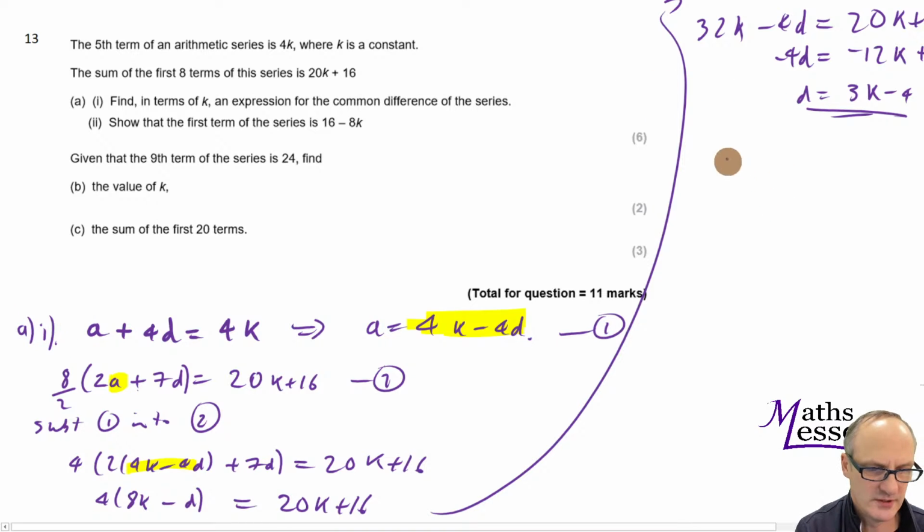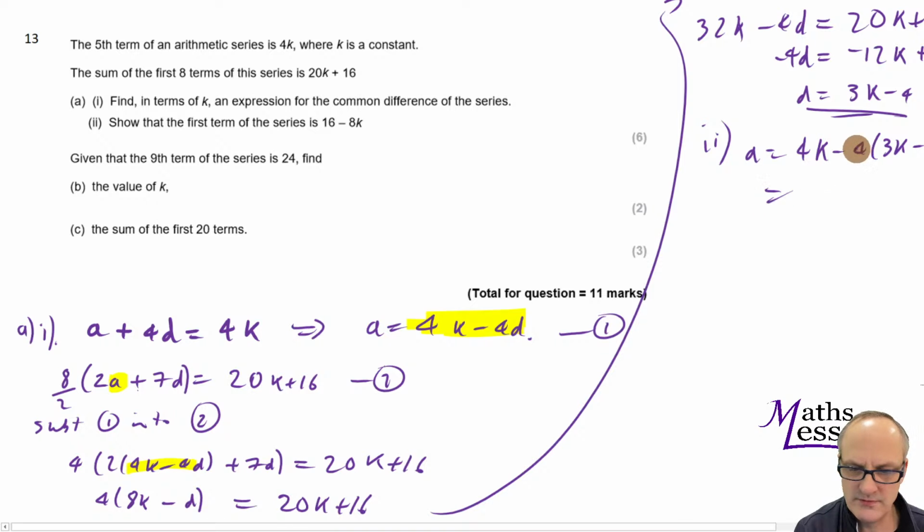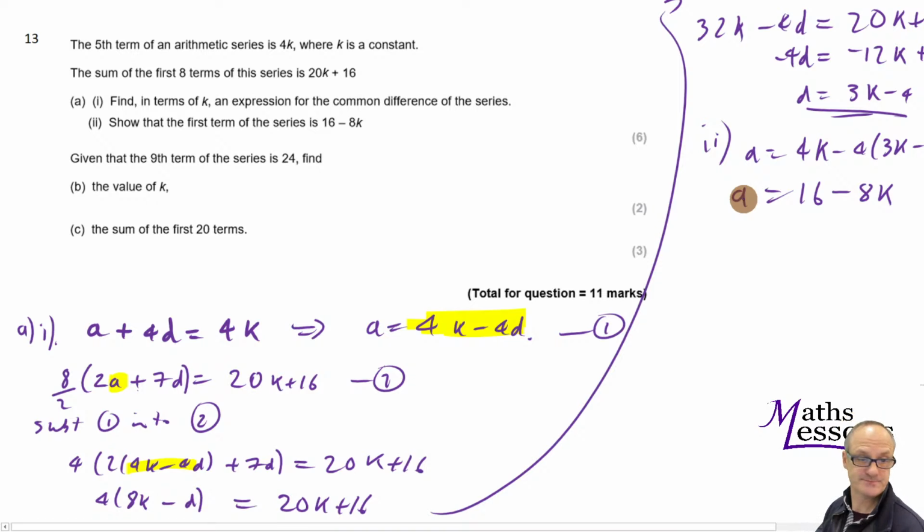All that working makes part 2 a bit easier. Show the first term is this. So therefore a will equal 4k minus 4d. So 4k minus 4 times 3k minus 4. So minus 4 times minus 4 is 16. And then minus 4 times 3k is minus 12k. Take that away from 4k gives me minus 8k.